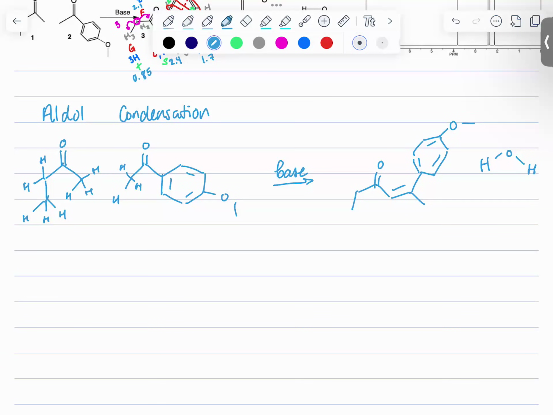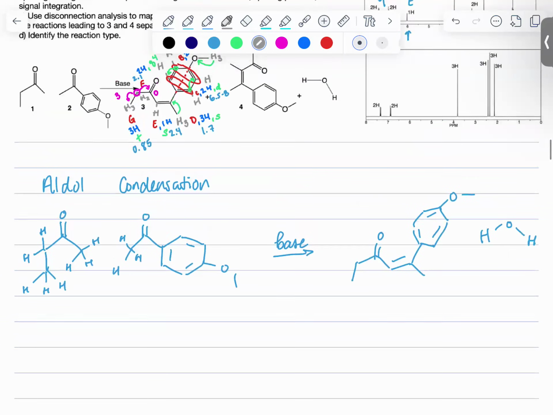How many protons should I draw off of this carbon? 3. So to get to product 3 that I've drawn here, which proton should I remove? Should it be off compound 1 or 2? Compound 1. What's up? Because it would be a different disconnection analysis right now.